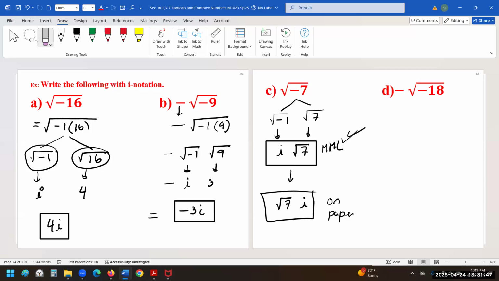Okay, great. The next one. Negative comes down because it's extra, and negative 1 and 18. But can you split 18 more? What two numbers make 18? 9 and 2. So we can actually split here, square root of 9 and square root of 2. If you can split a number more and get a perfect square number, go ahead, do it. You cannot, like 7.